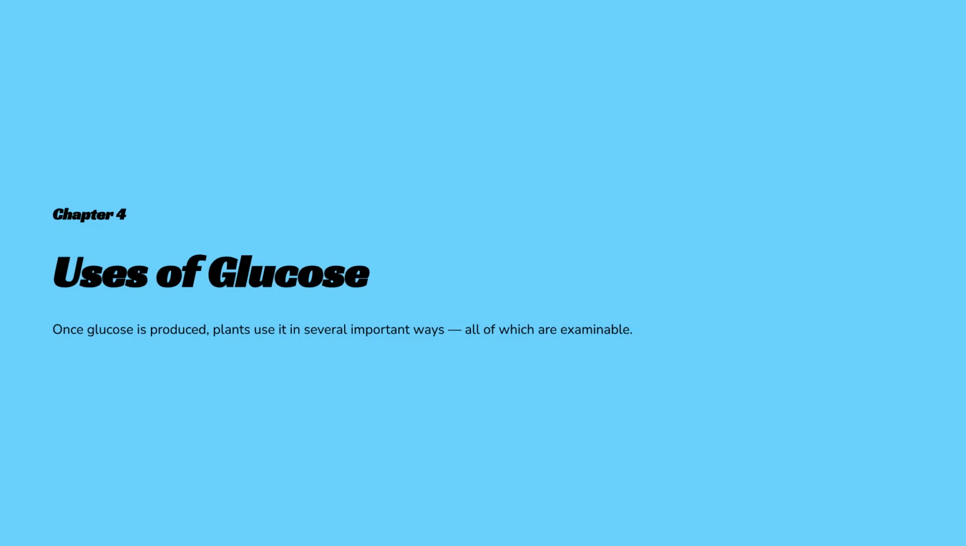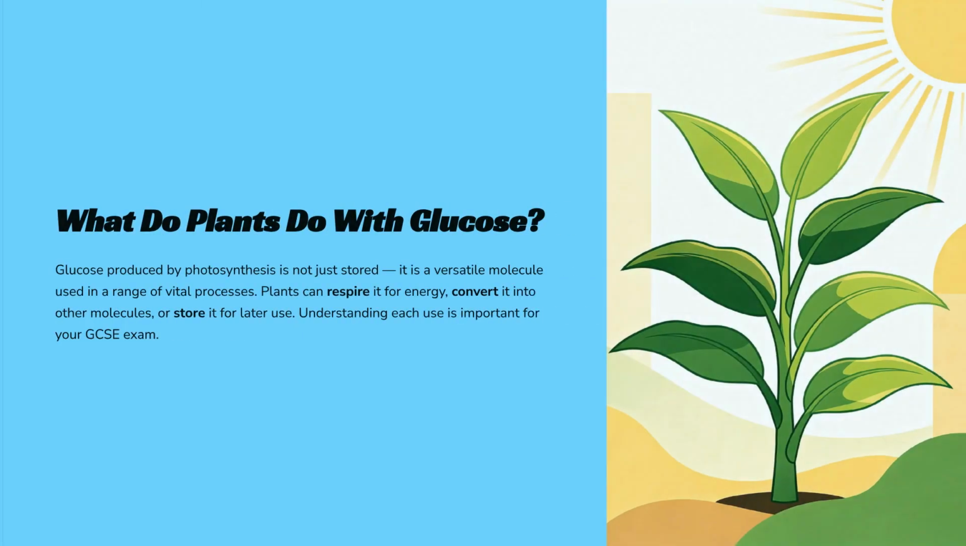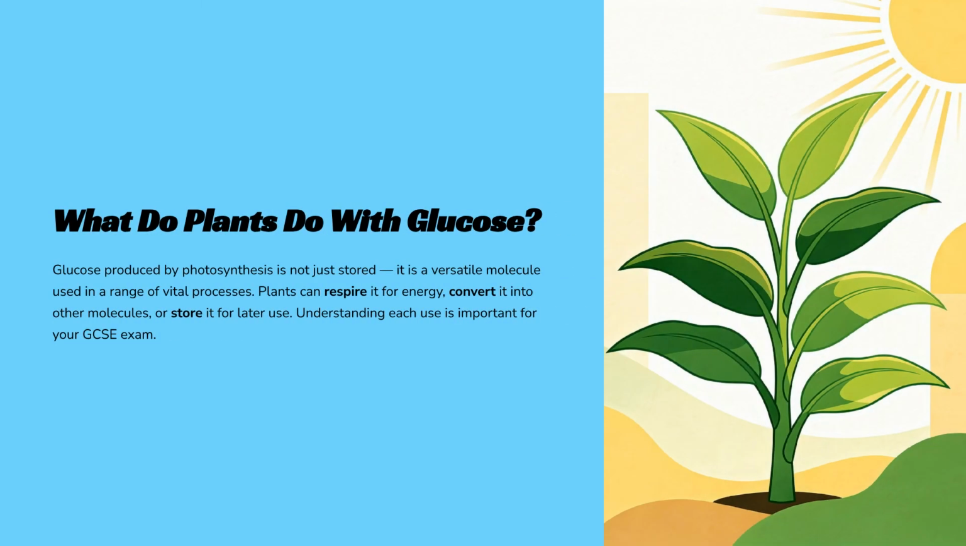Welcome to Chapter 4, Uses of Glucose. Once plants produce glucose, they use it in several important, examinable ways. Glucose is a versatile molecule. Plants can use it for respiration, convert it into other molecules, or store it for later. We'll cover each of these vital processes.